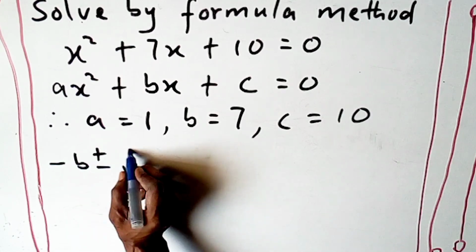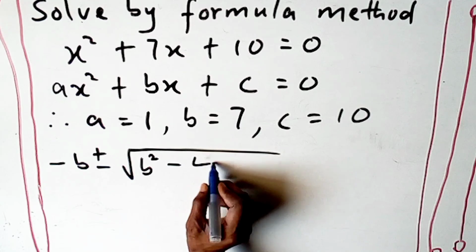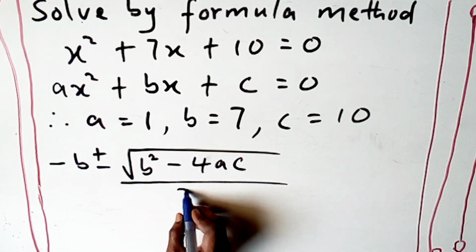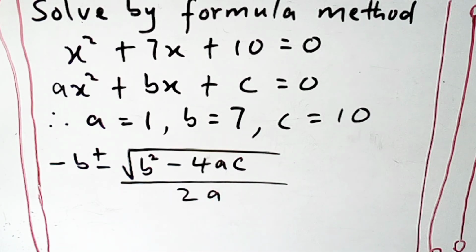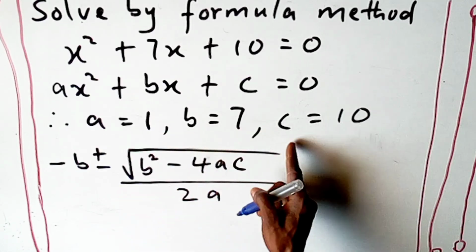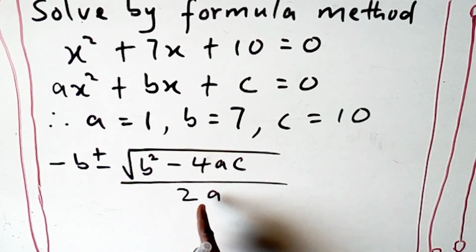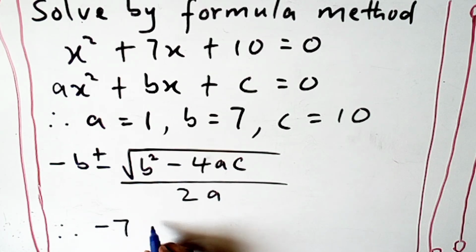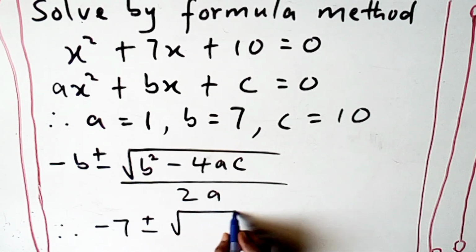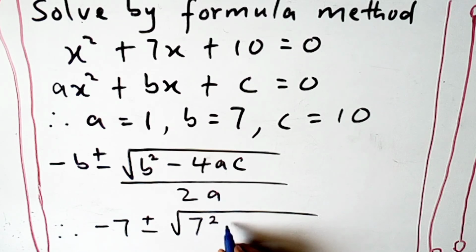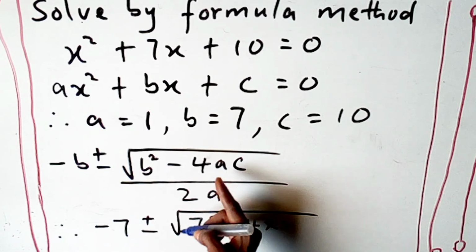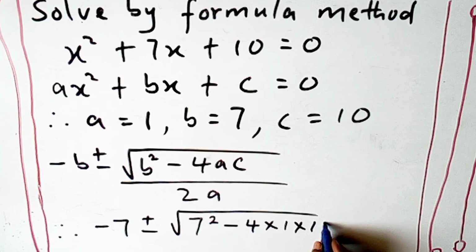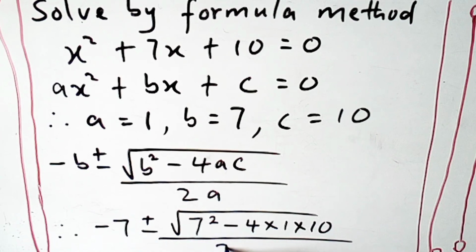And our formula is x = (-b ± √(b² - 4ac)) / 2a. That is the general formula. So we are going to slot in the values of a, b, and c. We have b to be 7, so we have -7 ± the square root of 7² - 4 times a, which is 1, times c, which is 10, over 2a. And remember our a is 1, so 2 times 1.